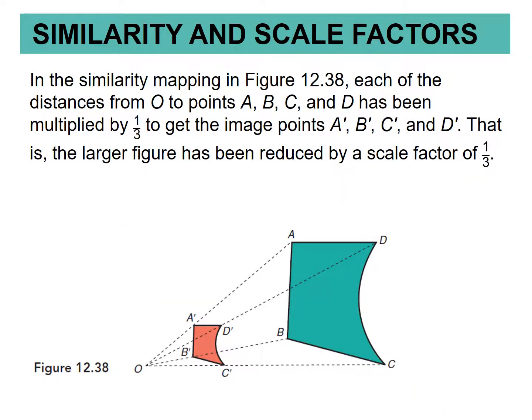Here's where we have the larger image A, B, C, D being mapped onto the smaller image. If we wanted to figure out the scale factor here, this is 1/3 of the larger distance. So each of the side lengths, or this arc length, have been reduced by 1/3.